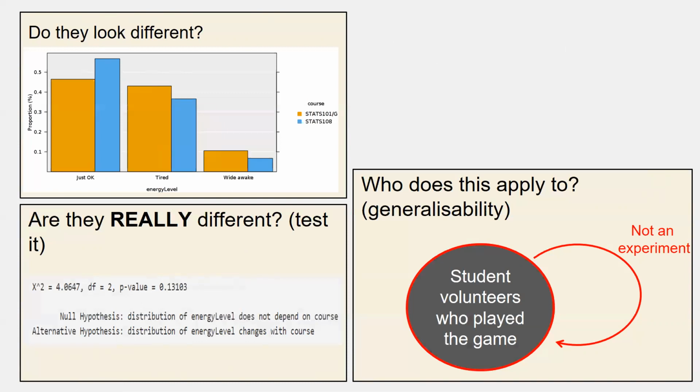And our generalizability ideas say the same. If we have an experiment, we can start talking about causality. If we don't have an experiment, we can't do that, but maybe we have a random sample, in which case we can generalize our results to a wider group. If we don't have that, we can't do it.